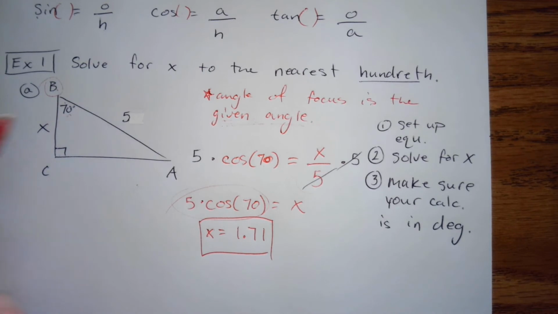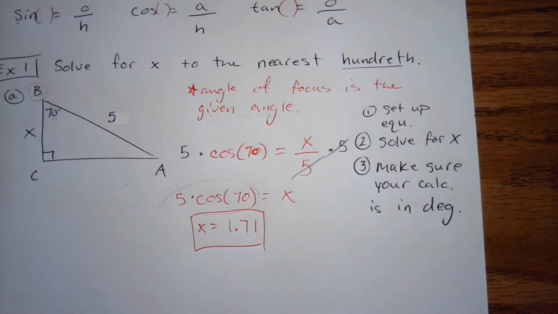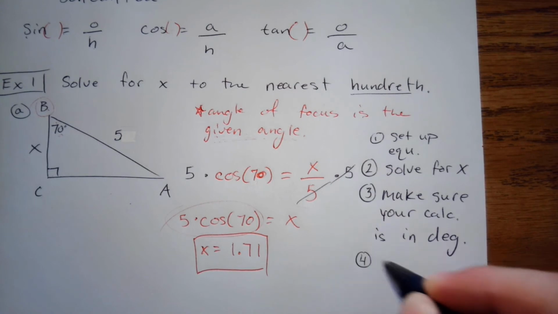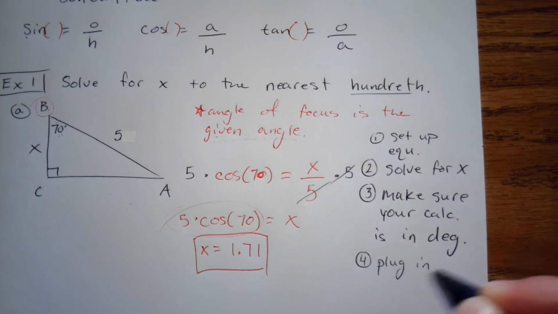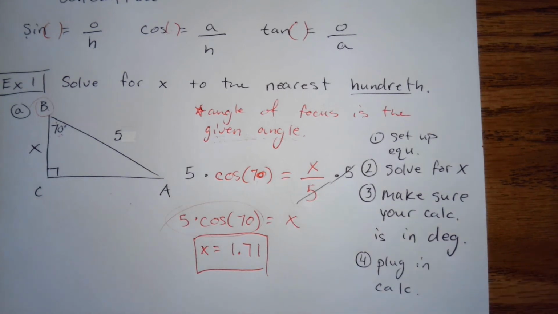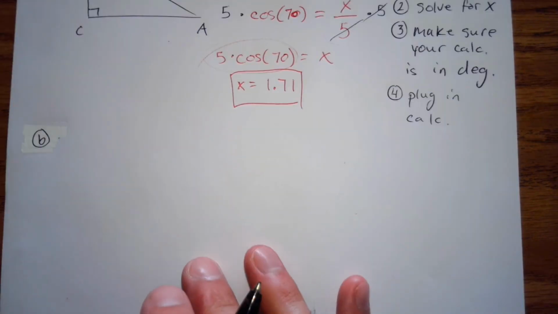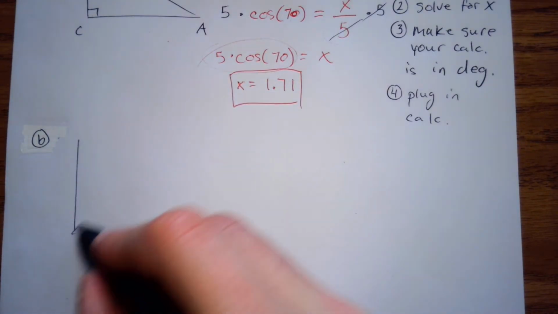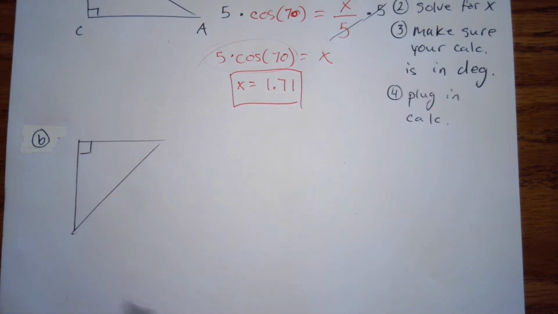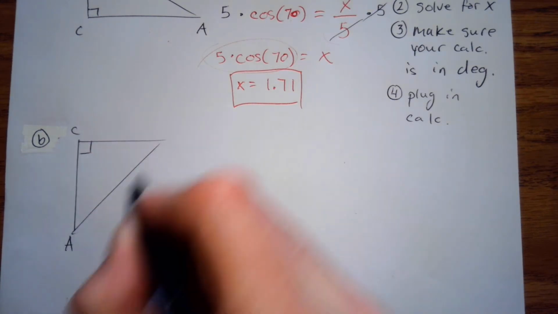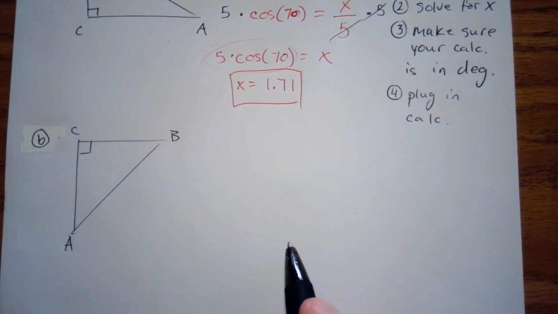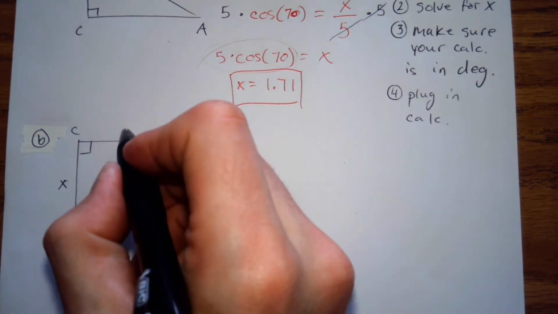So we now have this side. If we really wanted to, we could do a squared plus b squared equals c squared, and we could figure out the other side. Or we could use a different trig function to figure out the other side. So the last step was just to plug into the calculator. So part B is going to look like this. Still a right triangle. Still trying to solve for x to the nearest 100th place.